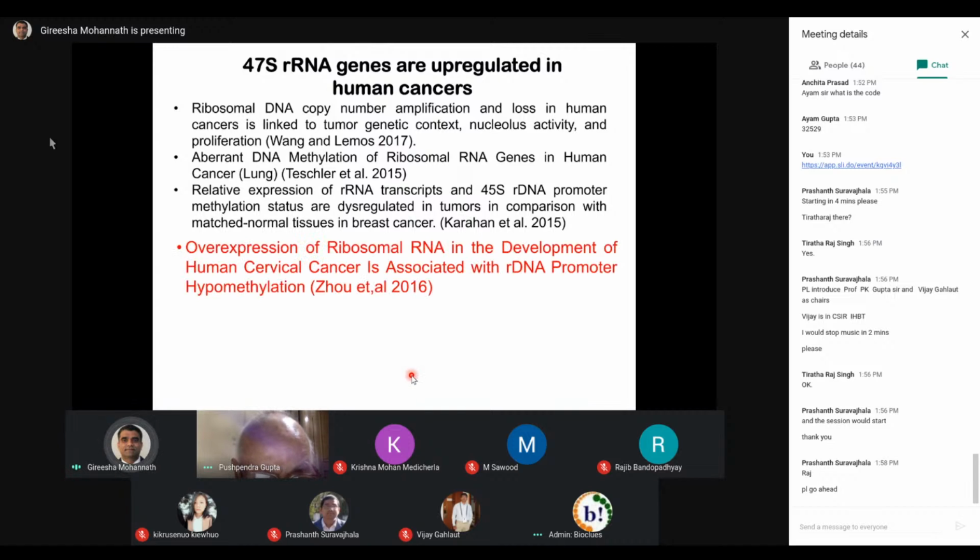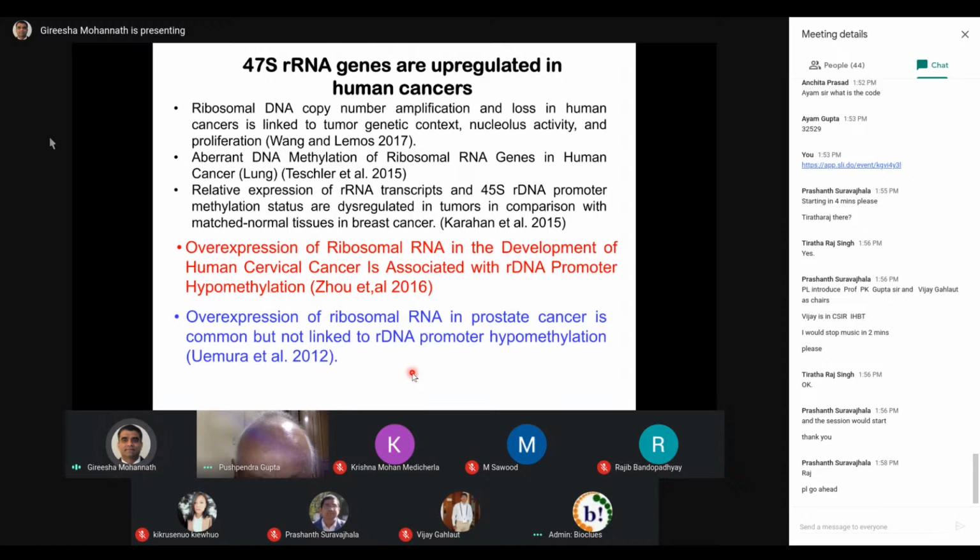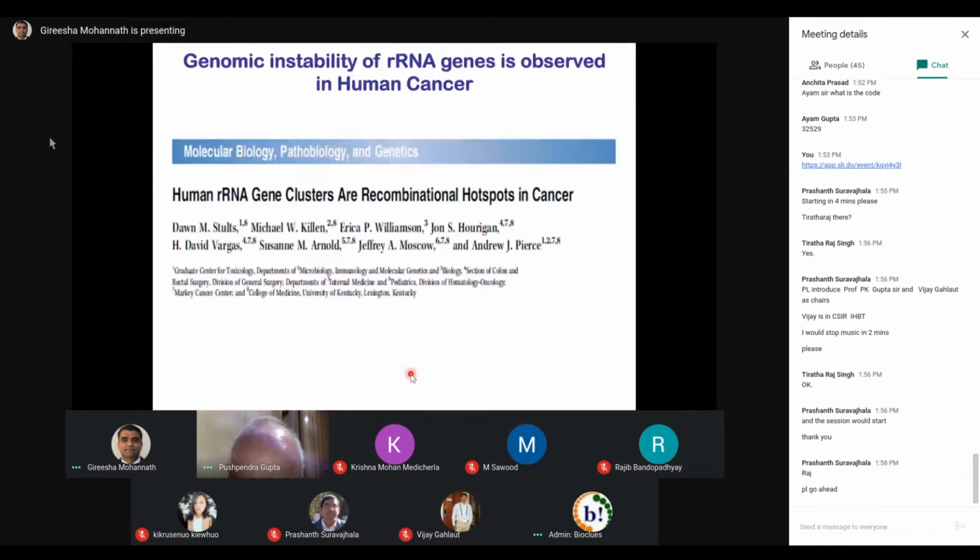Interestingly, in some cases, this upregulation of these genes is linked to rDNA promoter hypomethylation. In some cases, it is not. Now, I have been told recently that nanopore sequencing data can also give you information on the methylation status. So if someone can combine the methylation status and sequence these genes specifically, I think it can tell you the difference between the active genes and inactive genes. Are they based on chromosomal locations, or how are they specifically regulated in cancers? One can find out. There are also instabilities in cancers. These are hotspots for cancers.